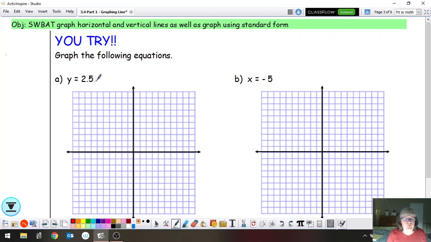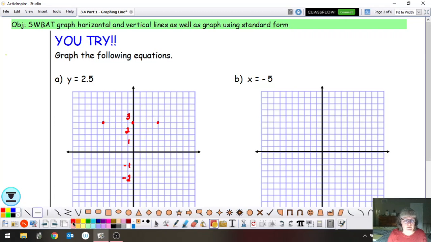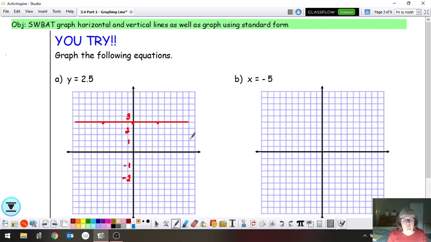For y equals 2.5, I'm going to go ahead and change my scale so that we're going by 0.5 on my scale, so that I don't have to try to fit in between any lines. So that means 2.5 would fall right here, halfway between 2 and 3. And if I plot other points that have a y value of 2.5, I see it's going to give me a horizontal line. And I can graph through there. And then be sure to put an arrow on each end.